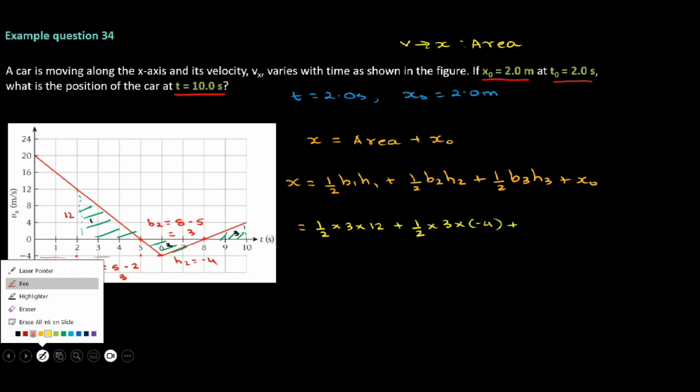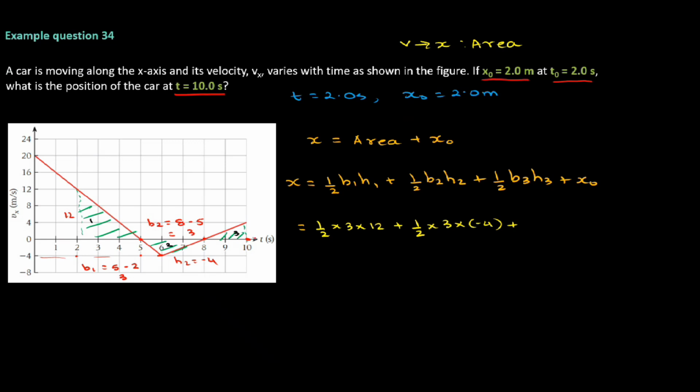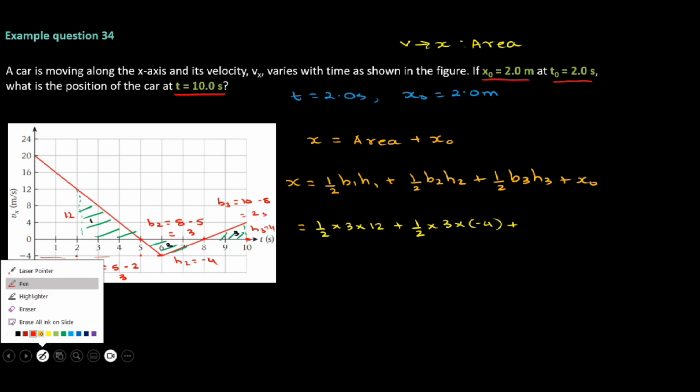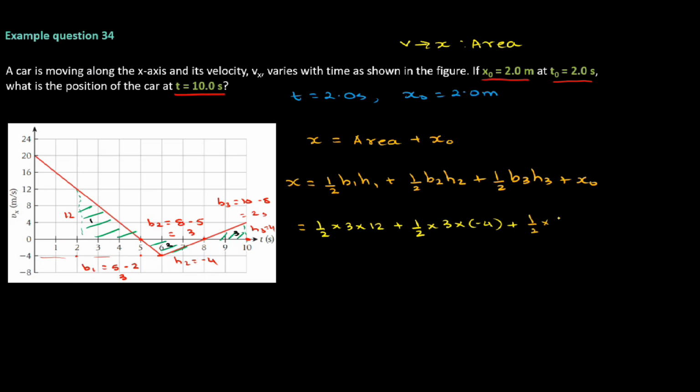Then for the third triangle, it is starting from 8 and going until 10. So my base B3 will be 10 minus 8, which is 2 seconds. And the height of the third triangle is 4 meters per second. So H3 is 4. We substitute that: half times 2 times 4 plus x0, which is 2. And when you solve this, you get position at 10 seconds to be equal to 18 meters. So all we did was find the area under the graph plus the initial value to find position at 10 seconds.